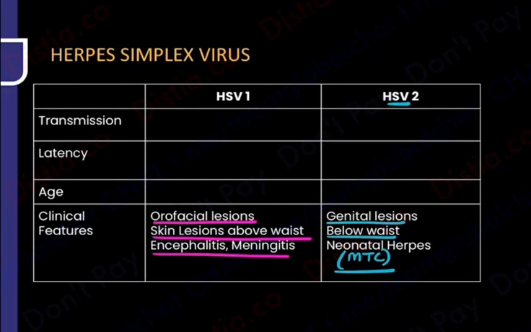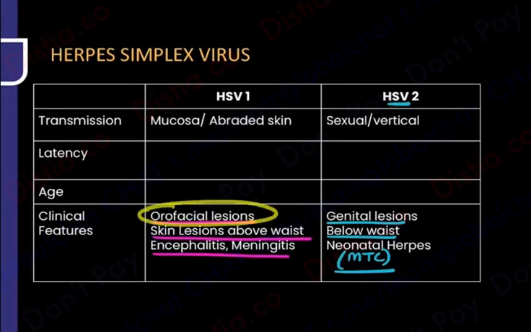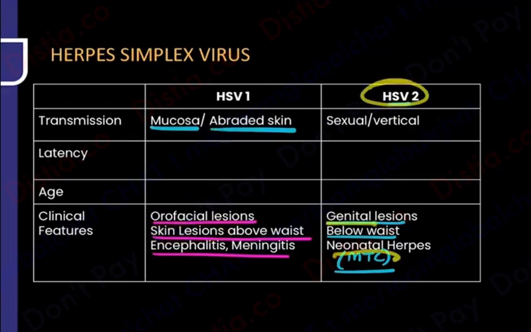Now tell me the transmission of these two. If you're talking about orofacial lesions and skin lesions above the waist, this means the entry has either been through the skin or the mucosa. And HSV2 is below the waist, so it is everything genital, meaning sexual, and neonatal, meaning mother to child. So there is going to be sexual and vertical transmission. Vertical means mother to child. So HSV2 has sexual and mother to child transmission.